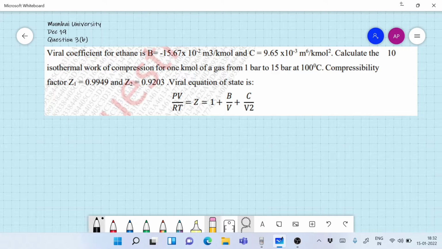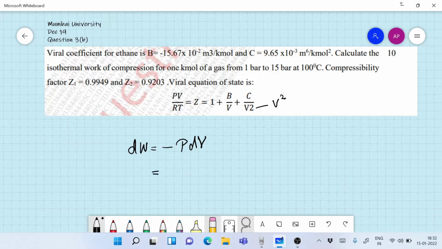Now, at the outset, let me tell you that this is V square. As you can see, the units are meter raised to 6 per kilomole square. So, this is V square. Now, how do we solve it? We know that the work is given by minus P into dV.